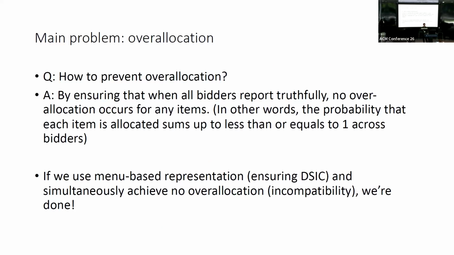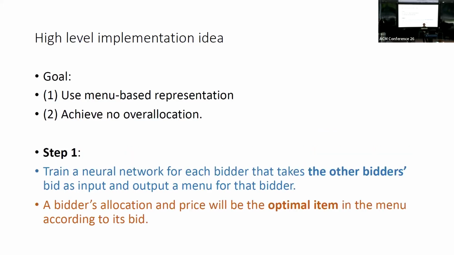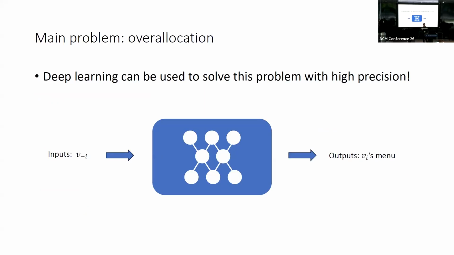So what do we actually want? We want to ensure that when all bidders report truthfully, there's no over-allocation, in the sense that we craft our menus in a way that however they report, they point to their bidder-optimal item, and when you aggregate all the bidders together, you don't get an over-allocation. This seems pretty hard to do, but it's actually quite simple using a neural network-based approach, where we train a neural network that takes the other bidders' bids as input and picks the optimal item according to its bid, but we train it with a loss that is comprised of two parts.